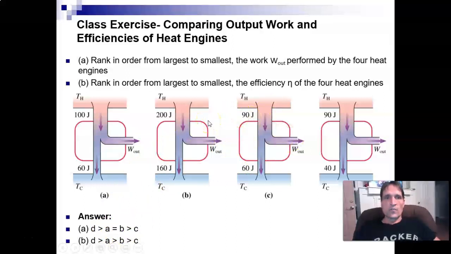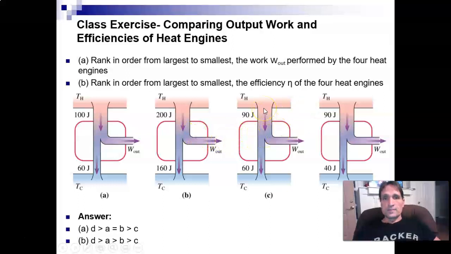Okay. Now, in terms of efficiency, when you divide the work by the input heat, for engine A, 40 out divided by 100 in gives 40% efficiency for this engine. Engine B does the same amount of work, 40 joules, but it has 200 joules of heat coming in, and so that efficiency is only 20%, right? 40 out of 200, whereas engine A is 40%, 40 out of 100. So B is less efficient than A.